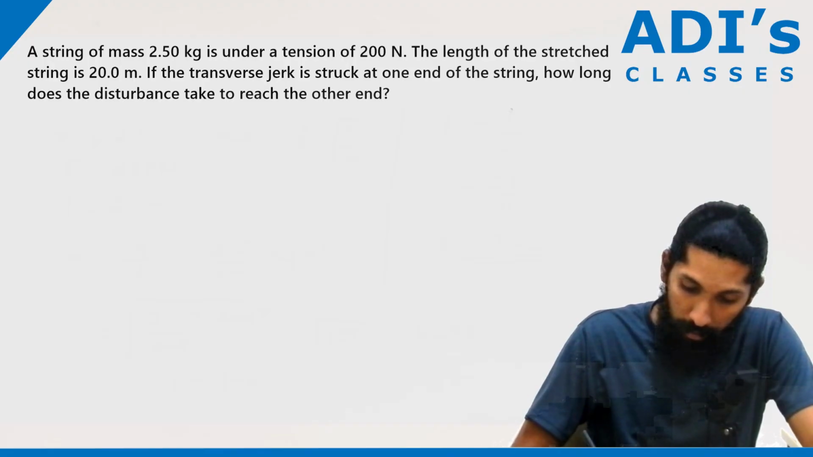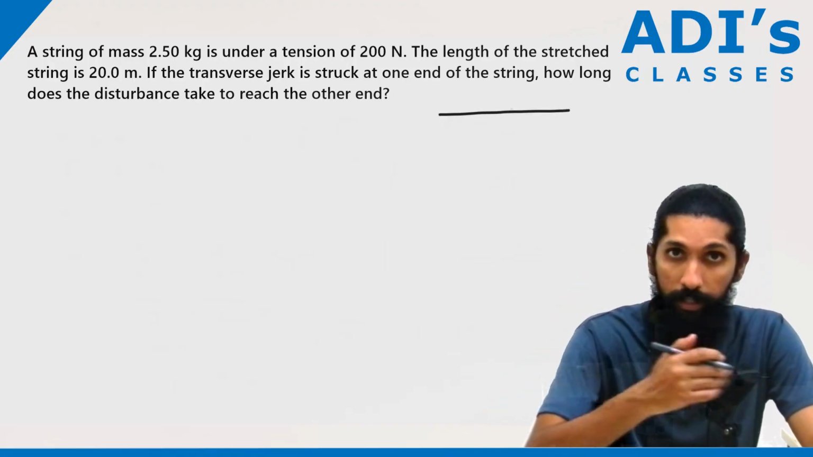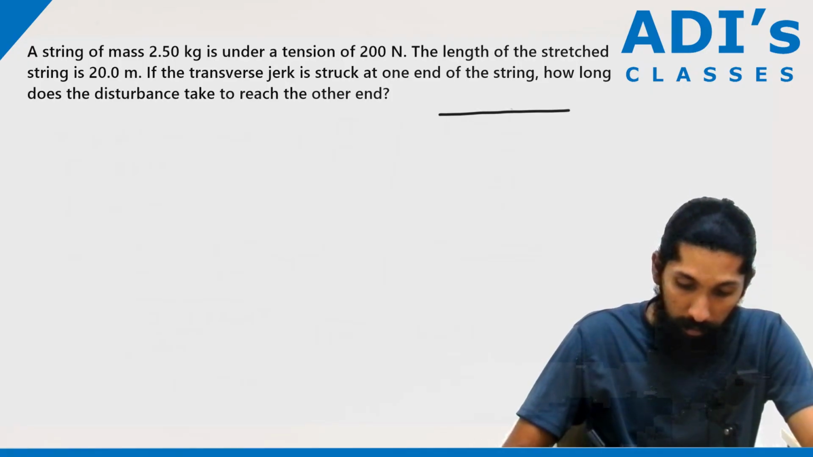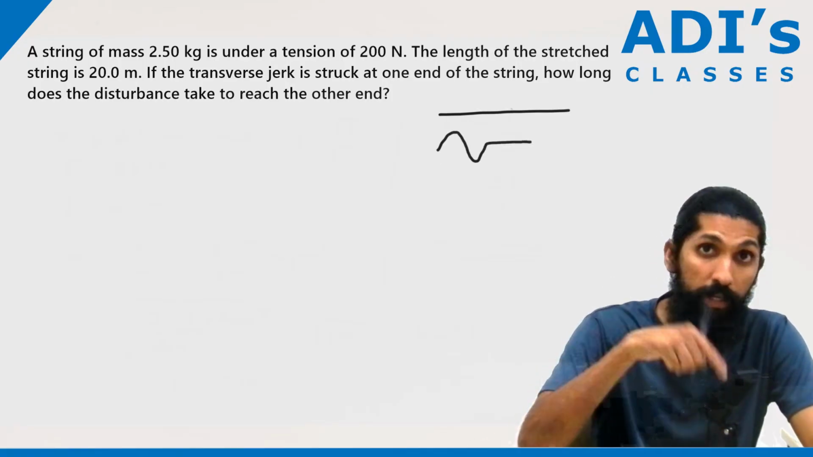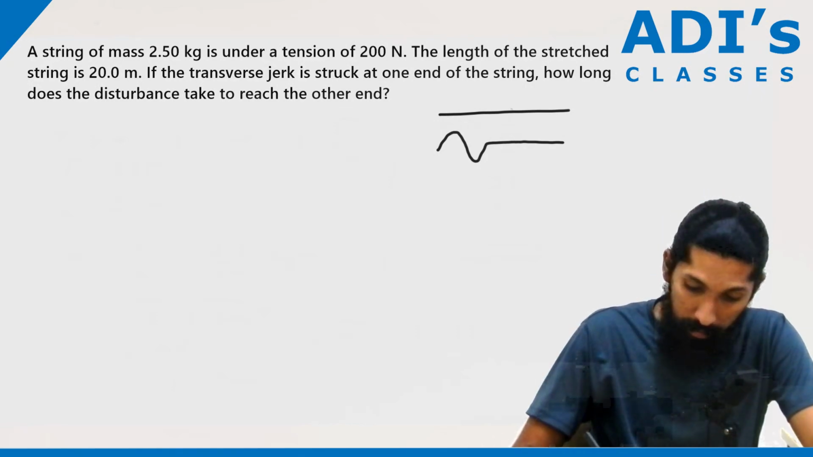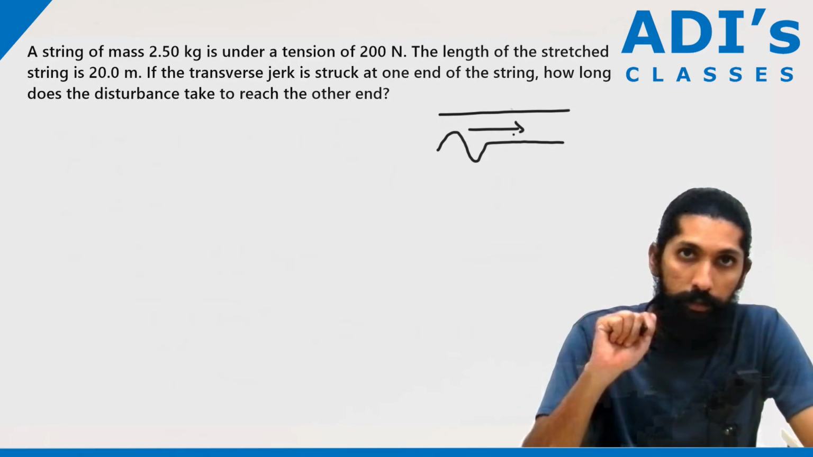you have a string like this. You are going to have a transverse jerk motion on one end. The same thing, we are going to make it like this, one transverse jerk motion at one end of the string. And this is going to move towards the other end. How long does it take to go from here to there?